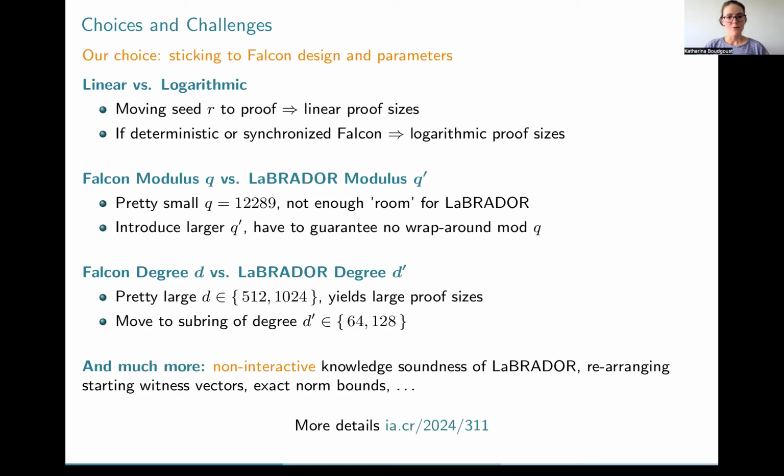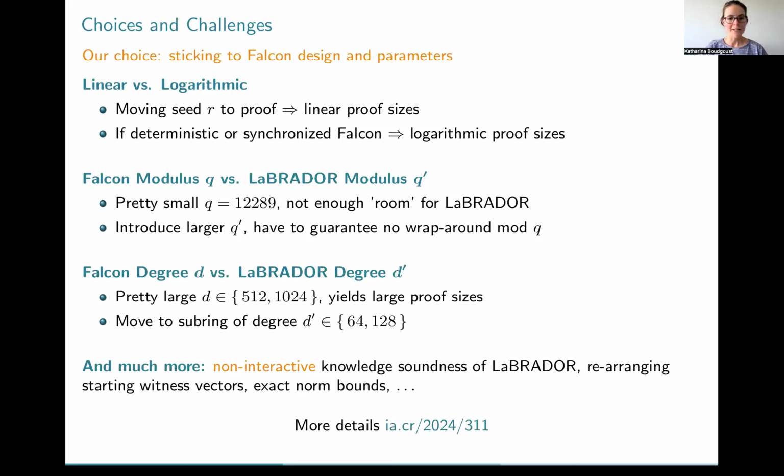So our idea is that we decouple the Falcon modulus from the Labrador modulus. So we introduce another modulus Q prime, but now we have to guarantee that smallness holds with respect to Q and not only with respect to Q prime. So we have to add additional constraints.